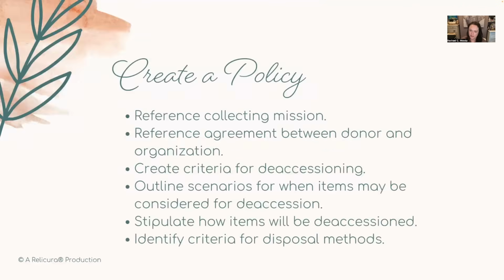All right, so getting into creating policy, now that we have all that context and some additional resources to reference for more detail, we need to start thinking about what our deaccession policy will look like. In terms of content, we need to make sure we reference our collecting mission. If you have not created your collecting mission yet, or you feel like you need to update it, go and do that first. There's a whole other webinar on that if you need it. Second, you need to reference an agreement that exists between donor and organization. Even if you didn't have one before, you should have one now.